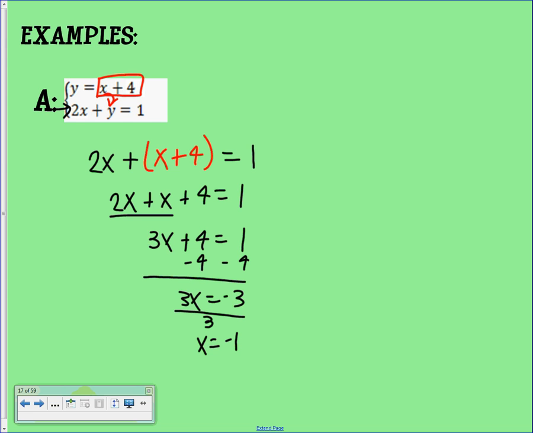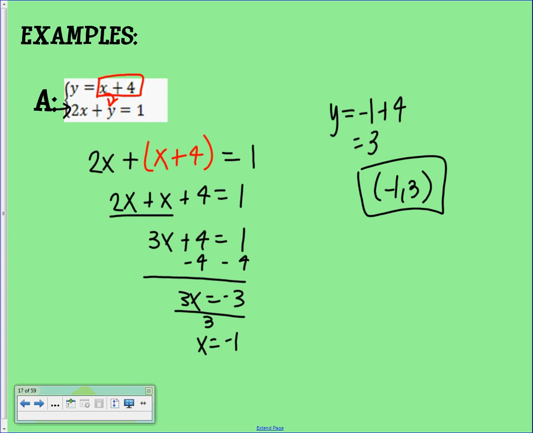Again, just like yesterday in our first day of substitution, we also need to know our y-coordinate. So my equation says y equals x, which is negative 1, plus 4. So my y is 3. So my ordered pair is negative 1, 3. Okay, so just like yesterday, only being a little bit more careful about where we are substituting our values.